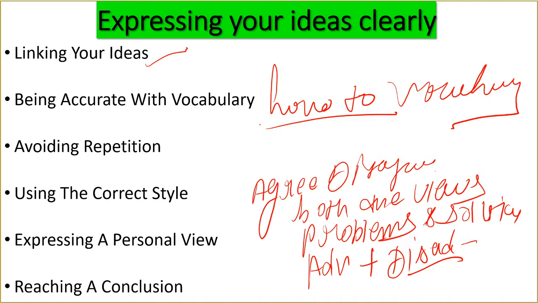Advantage and disadvantage. Is your personal opinion required in advantage and disadvantage? If it is required in advantage and disadvantage, where it should be written, that I'll tell you. Reaching a conclusion. Reaching a conclusion is again an important point. So once you are reaching a conclusion, what are the factors, what are the points you need to keep in your mind while writing a conclusion?